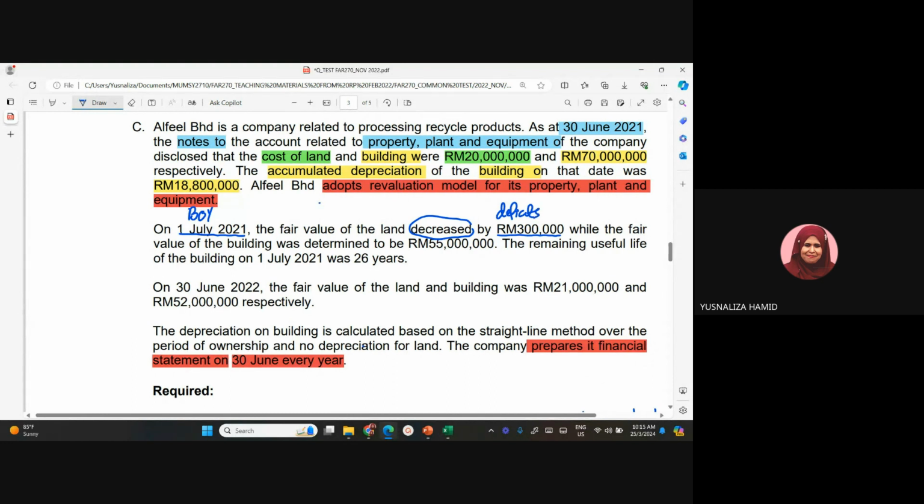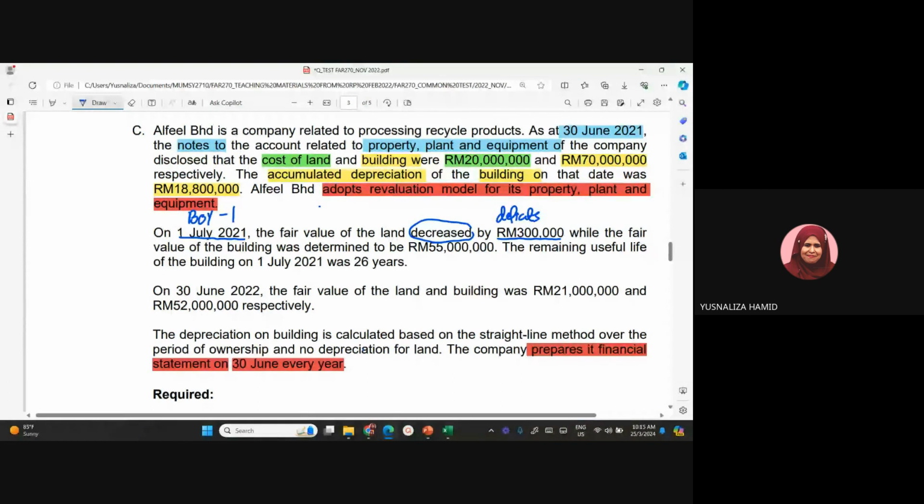And this is the first time that it was being revalued. So this is the revaluation deficit for the first time. So the deficit here is about the first revaluation. Under MFRS 116, paragraph 39, the deficit must be debited to profit or loss and credited to the land. And for land here, there is no depreciation. So I start with land. I'm not going to do things for building yet. So that was for the first revaluation.